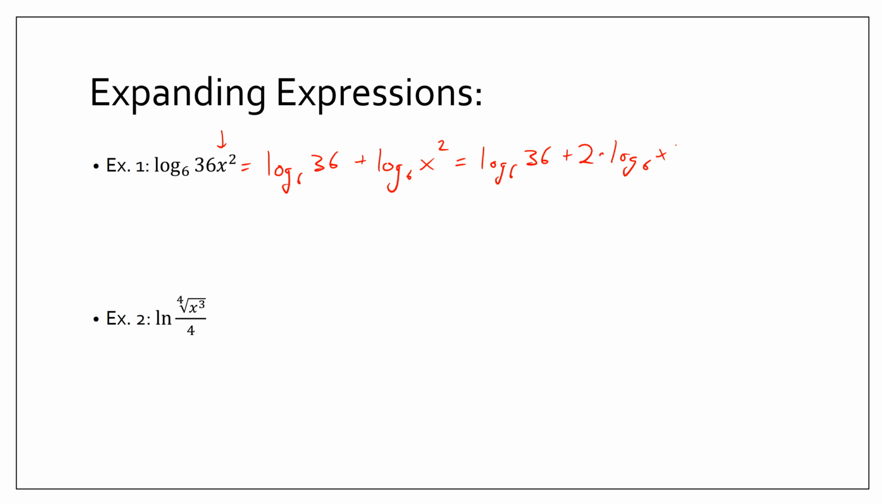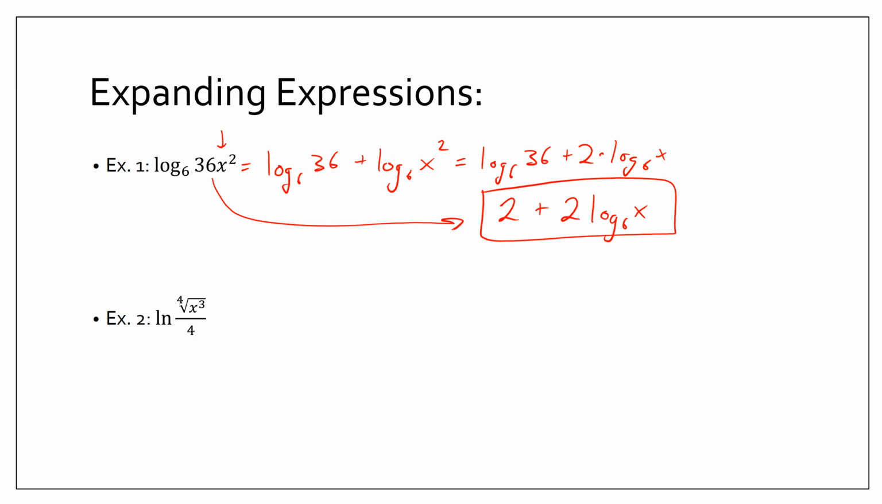Now, as a final step, I should make sure that if I can simplify any logarithms, I can. Look, this logarithm, what power of 6 gives me x? I don't know. That's just going to need to stay. But this logarithm, what power of 6 gives me 36? Well, that would be 2. Log base 6 of 36 is 2. So I have 2 plus 2 log base 6 of x. And I expanded the logarithm. Pretty cool. And it's kind of neat to know that this is equivalent to this, or at least I think it is. Let's look at the next one.